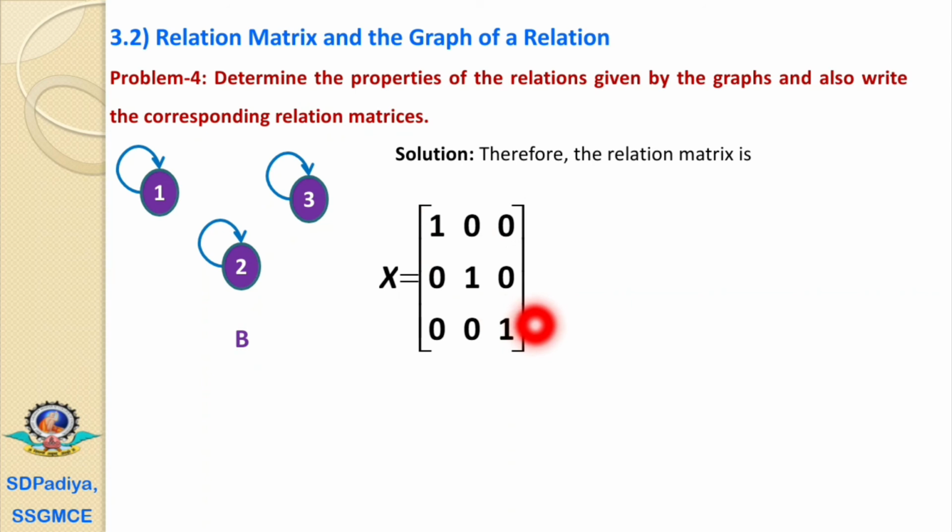Now is it reflexive? Then yes, because every node is having the relation with itself, then it is reflexive. Is it symmetric? Then yes, because there is no any single direction. There is no any single path, then it is symmetric also. And is it transitive? Then yes. We have seen that for any single node, if it has a relation with itself, then it is transitive also.